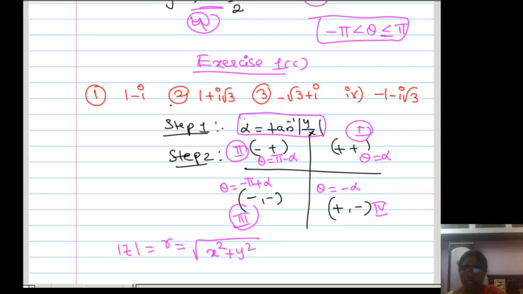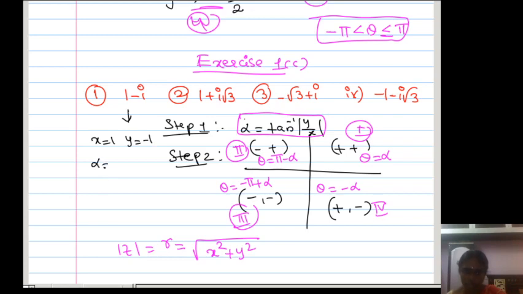First, this 1 minus i lies in which quadrant? Tell me plus and minus. So I think 1 minus i is in the fourth quadrant. And what is alpha here? Tan inverse of mod y by x. So, shall I do this problem by the steps? Okay, x is what here? 1. y is what? Minus 1.